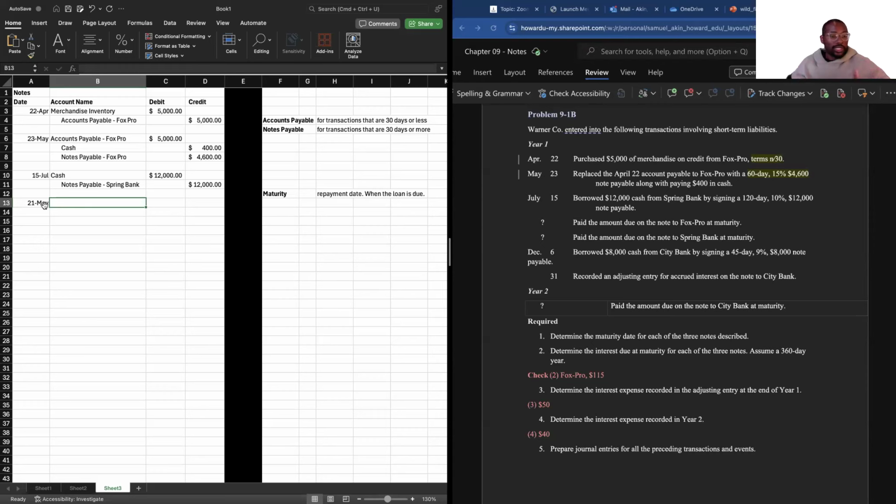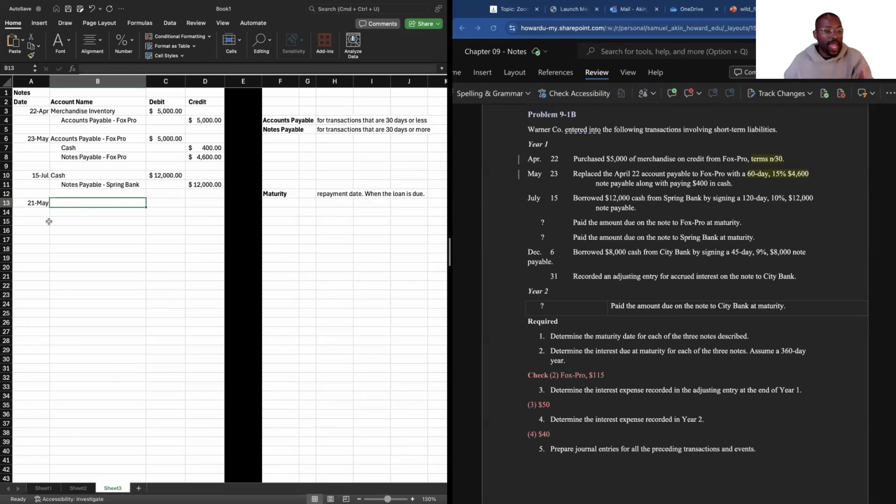Now you will want to pull out a calendar and actually count the days, depending on how particular your professor is. For me, it's not a big deal if you're 1 or 2 days off because it's not going to make that much of a difference. But your professor may be a little bit particular about it, so pay careful attention there. So 30 days from April 22nd, I call it May 21st.